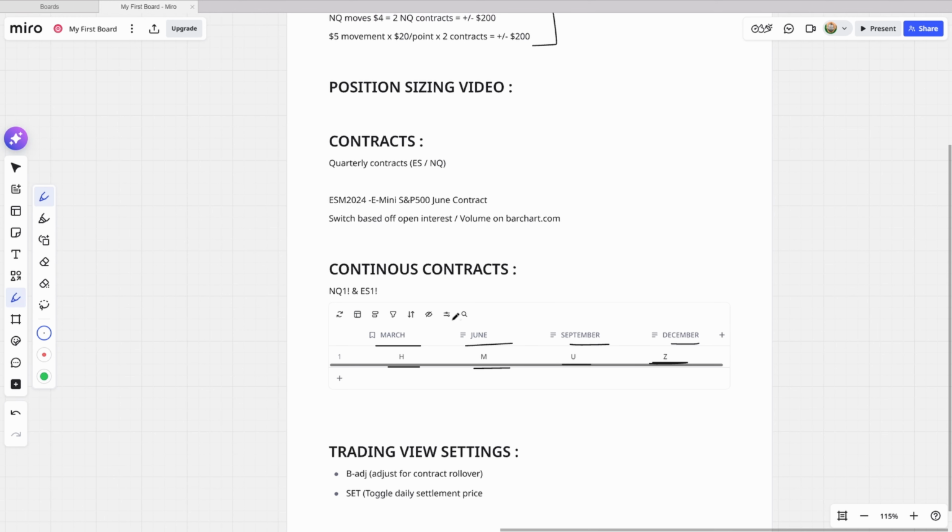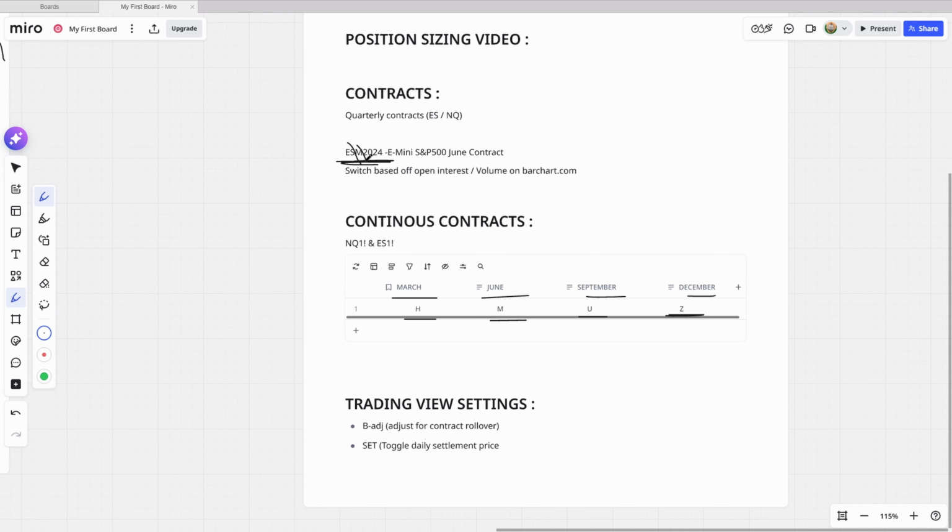Traders switch contracts based on volume and open interest. Usually you move to the next contract when it becomes more liquid. You can check volume and open interest on sites like barchart.com to see which contract is most actively traded.